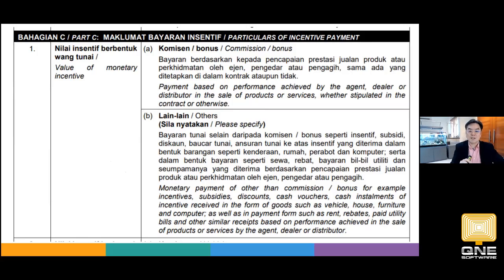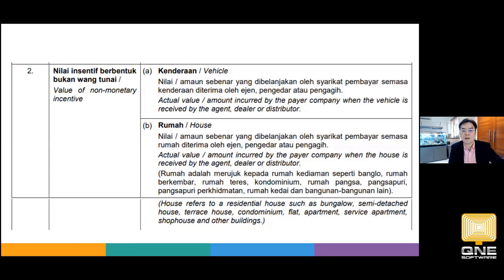Then B, monetary payment other than commission, like bonus. For example, what it says here is incentive received, like houses, furniture, computers, and some miscellaneous items, which we call line others, to be included. So these are the write-up in the CP58 part C.